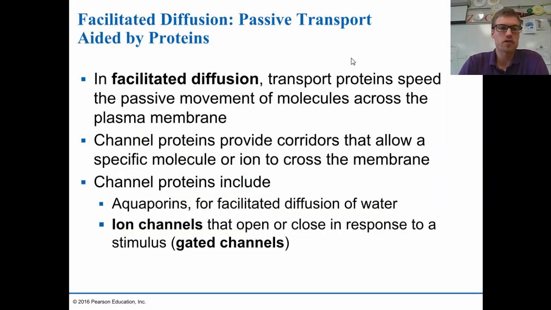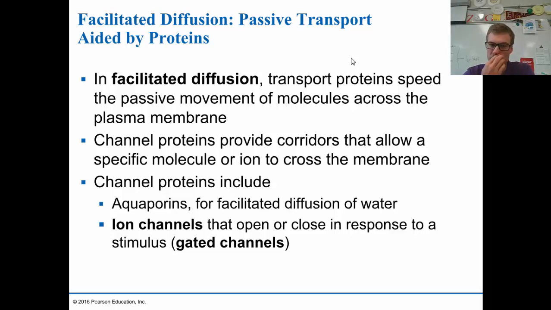Now, facilitated diffusion is a special type of diffusion, and this is passive transport that is aided by proteins. In this case, transport proteins, which as we learned before can be either channel or carrier proteins, help speed the passive movement of molecules across the plasma membrane. Typically, these are going to be channel proteins, although they can be carrier proteins as well. And they provide basically corridors that allow a specific molecule or ion to cross the membrane.